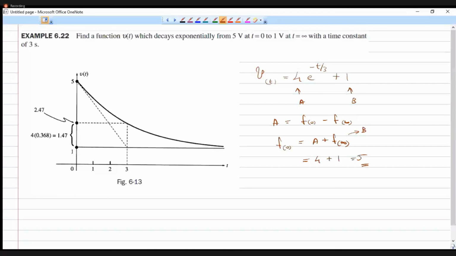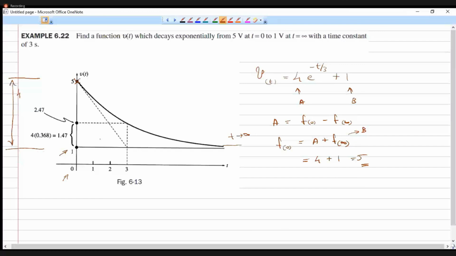So the graph should start at V of t is equal to 5 at t equal to 0, and it will settle at 1 at t tends to infinity. So as t tends to infinity, it will settle at 1. And this height will be equal to 5 minus 1, which is equal to 4. So this is having a height equal to 4.